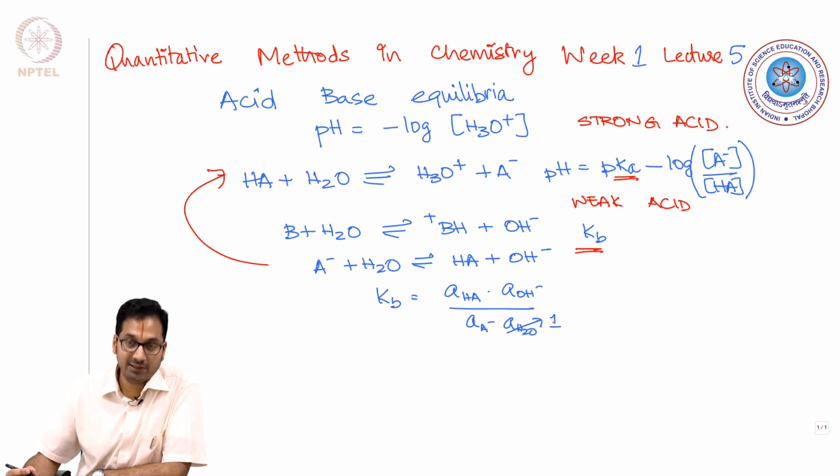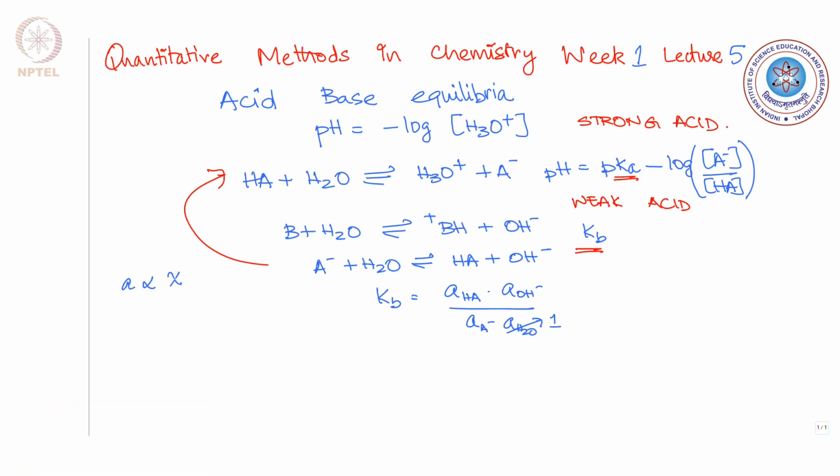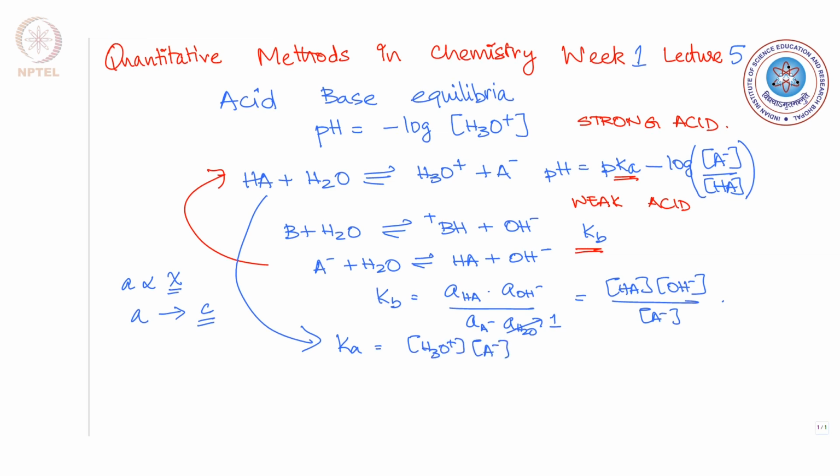And we define what is activity. Activity goes as the mole fraction or the concentration depending upon the solute. So, let us assume that this is at a low concentration, which will end up approximating the activity to the concentration of the solute itself. So, this ends up becoming [HA][OH-] divided by [A-]. And how was Ka defined from this equation? Ka was defined as [H3O+][A-] divided by [HA]. Of course, here also we assumed the activity of water is 1 because it is a pure state, and we have approximated activity to concentrations.